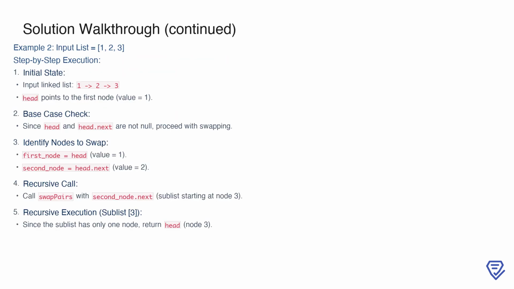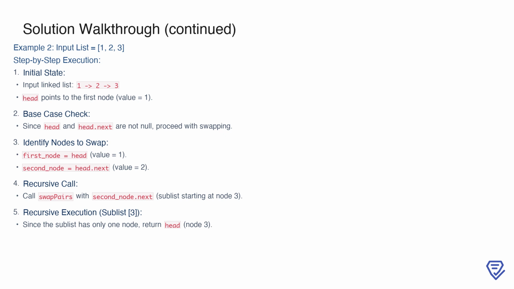Let's look at another example, where the input list is 1, 2, 3. Once again, we begin with the initial state where head points to the first node, which has the value 1. The base case is checked, and since the list has more than one node, we proceed. We identify the nodes to be swapped. The first_node is 1, and the second_node is 2. Next, we make a recursive call to swap pairs, passing in the sublist starting at second_node.next, which is the node with value 3.